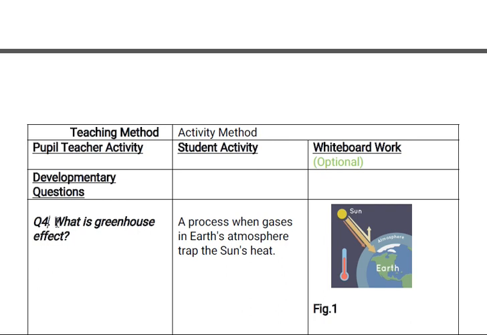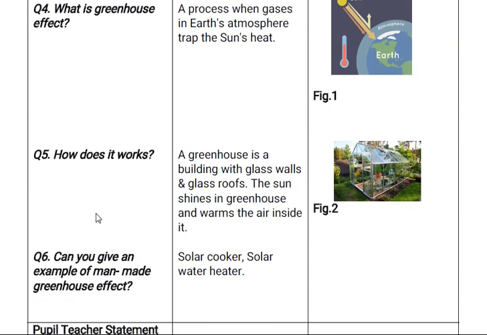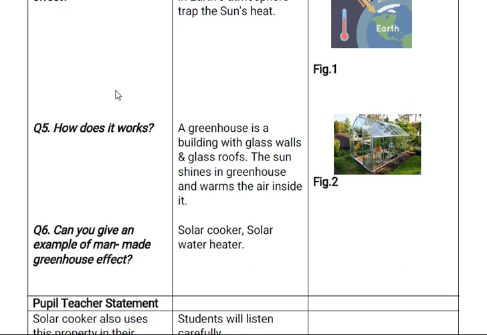For example, if the question is what is greenhouse effect, we can draw the image on the board, or we can show it in the smart board. It is not compulsory, but it makes the session more interesting, more interactive, and easy for the students to recall the things. So these are the developmental questions which are to be asked by the pupil teacher. One teaching point should include 3 to 4 questions, not more than that.